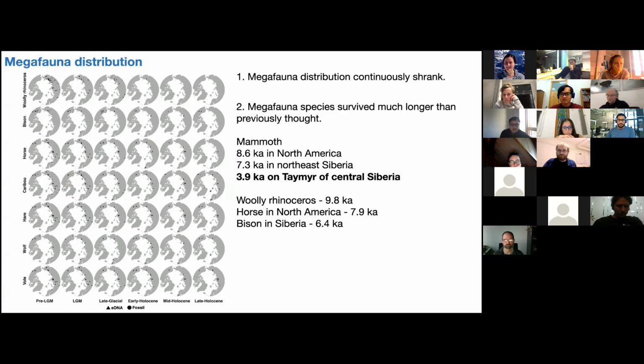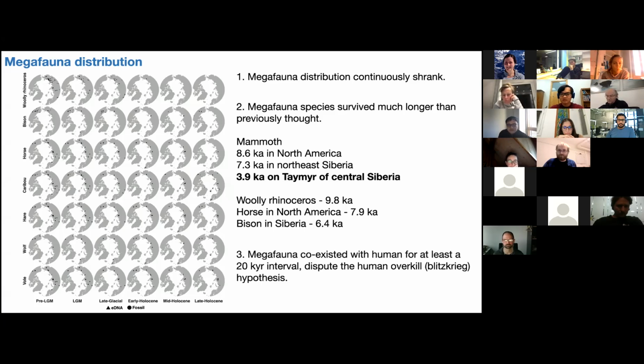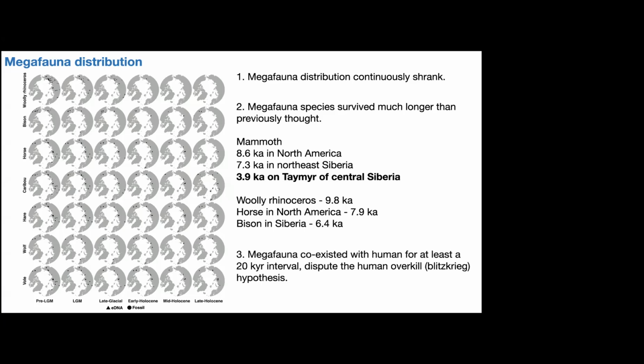fossil-based chronology method. So this late survival of megafauna also suggests that these species coexisted with humans for at least a 20,000-year interval, which disagrees with the human overkill theory for causing the megafauna extinction, which assumes the extinction happens within a few centuries after the first human contact.